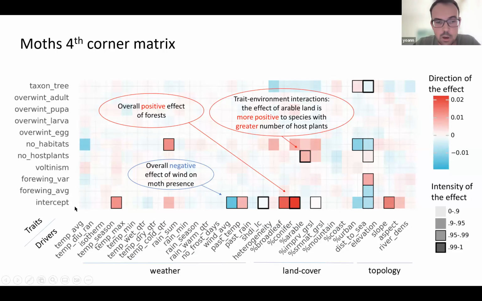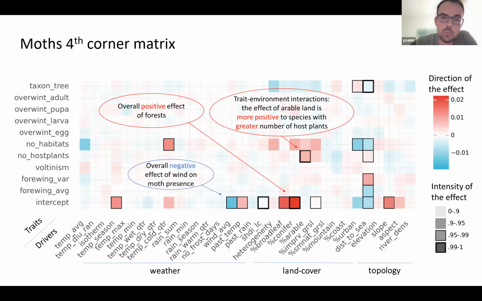It is a non-trait mediated effect, so an effect that applies broadly across the community, and that is not mediated by traits. And here, for example, we highlight a big effect for the moss, a very strong positive effect of the presence of woodlands, especially conifers, for the presence of moss in general, and maybe a negative effect from the presence of wind in general. When we go a bit above, we have the trait environment interaction.